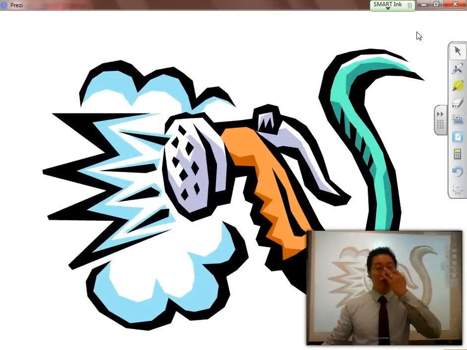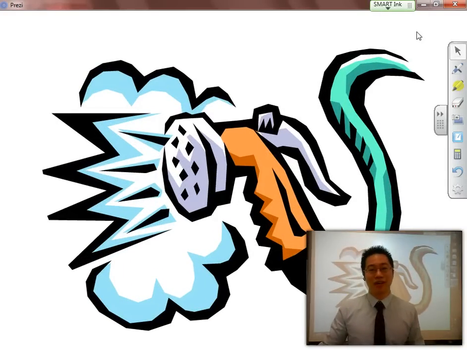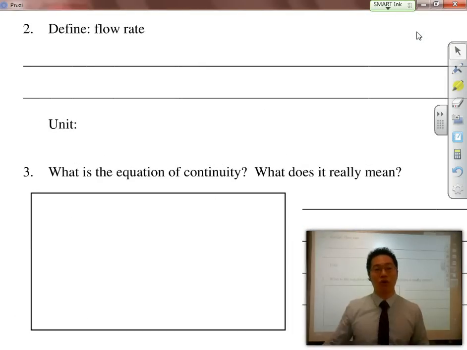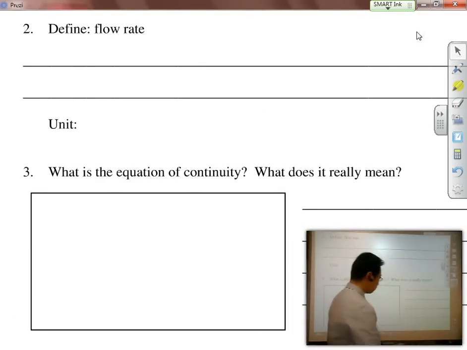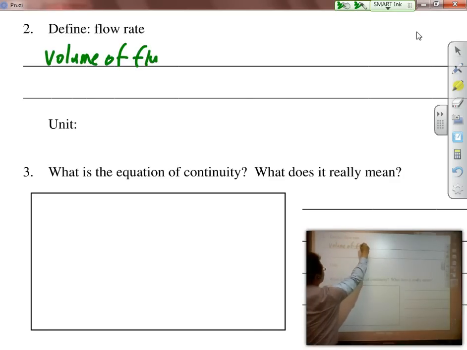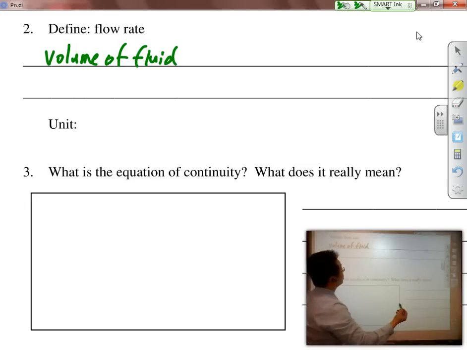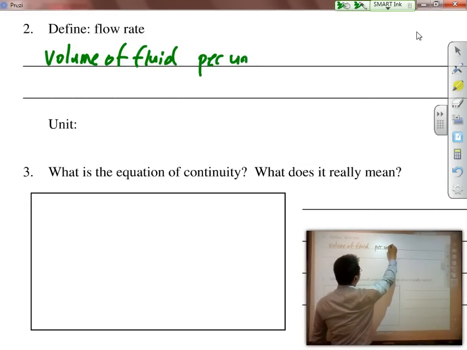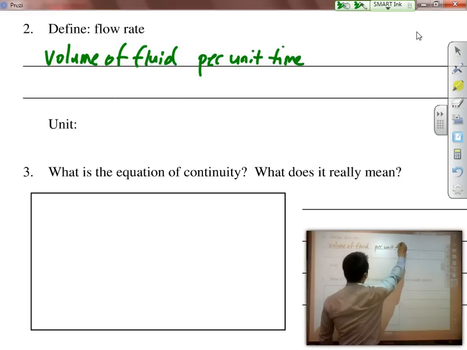And if we talk about moving fluids, keep in mind that we're going to be dealing with anything that might be shooting water out, and there's going to be a certain amount of water flowing through the pipe and coming out at a given rate, and we call that the flow rate. So flow rate is defined as the volume of fluid that's traveling per unit time.